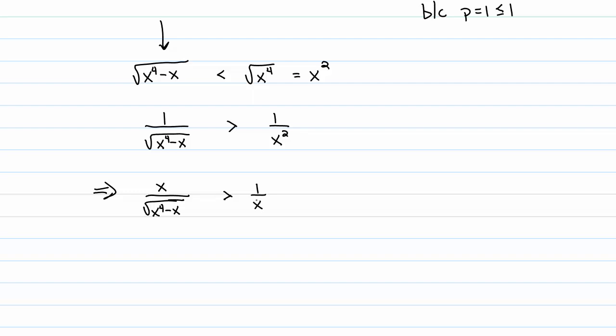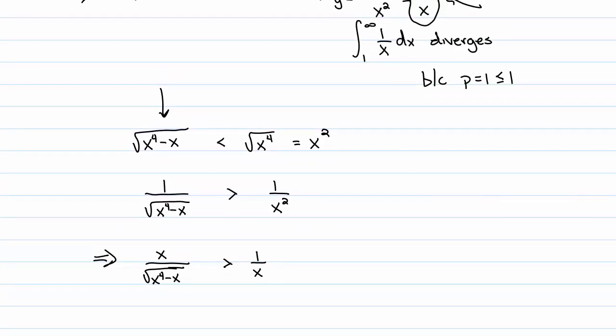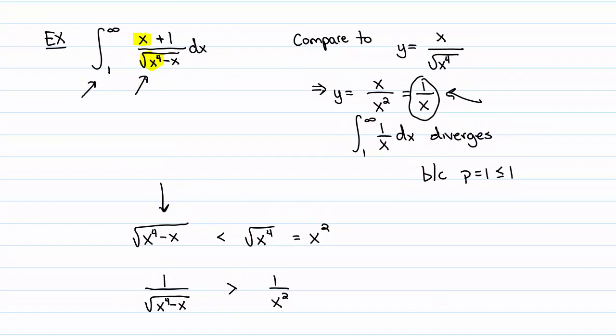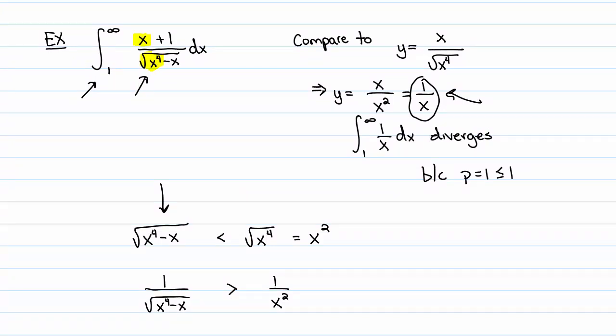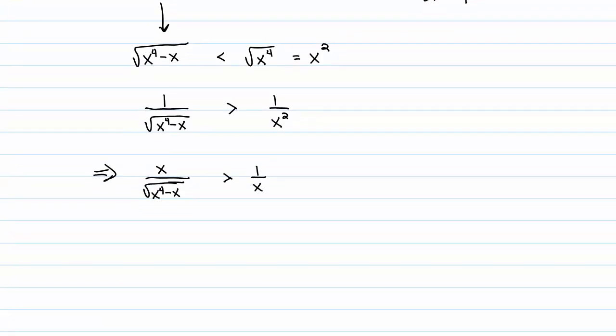Now, that is not exactly our integrand. But if you look at the integrand, we have almost everything there. We have the square root and we have the x in the numerator. But I have to add 1 to that. That's going to be pretty simple. Remember, we want to showcase that we're comparing it to 1 over x. We happen to know that 1 over x diverges. So if there's something bigger than it, that will also diverge.